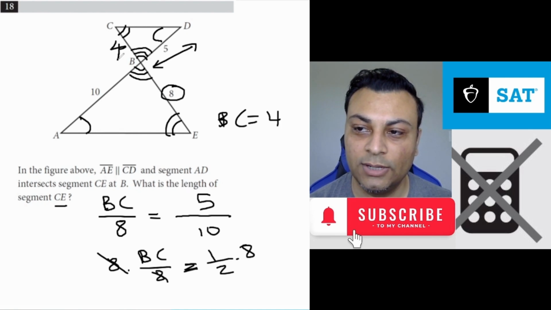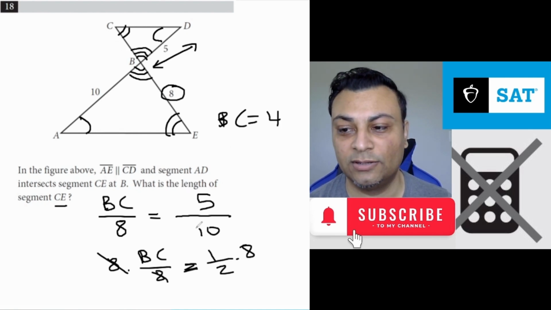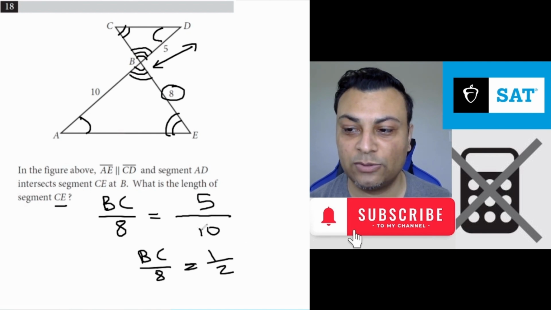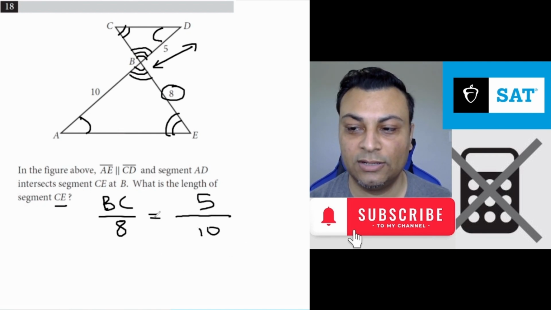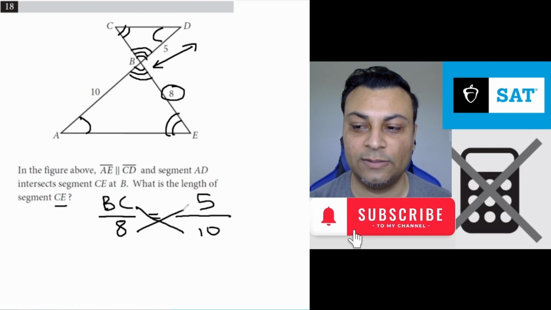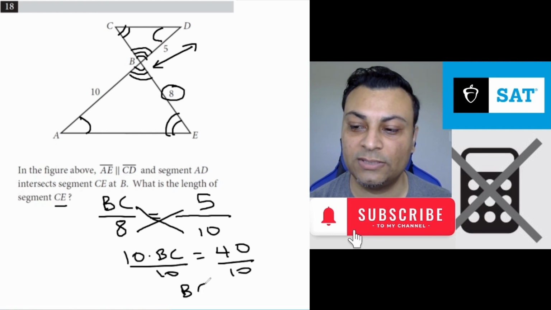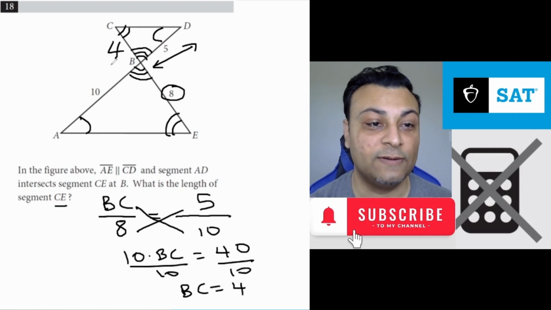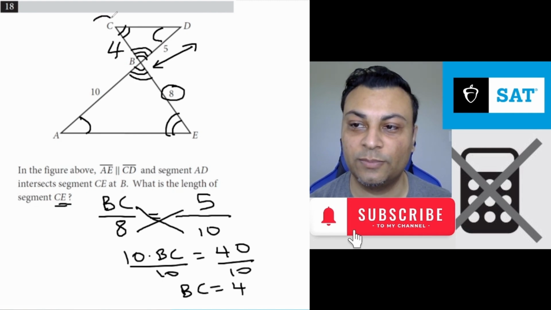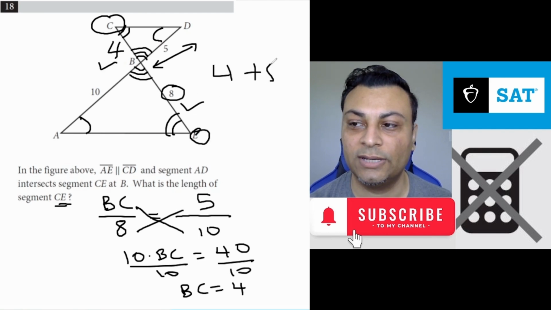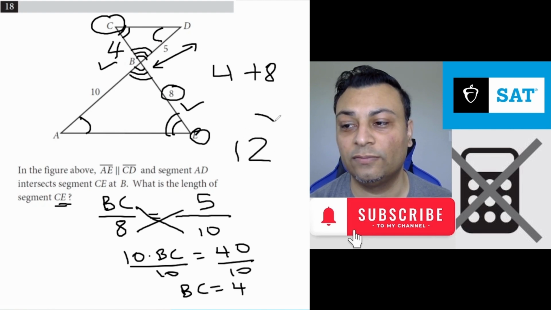BC is 4. But I'll show you the other way to get BC, if you're comfortable cross-multiplying. Cross-multiplying says, okay, 10 times BC equals 5 times 8, which is 40. And when you divide by 10 and divide by 10, you will still get that BC is 4. The final answer is CE, which is from here all the way to here, which is this 4 plus this 8. So your final answer is 12.